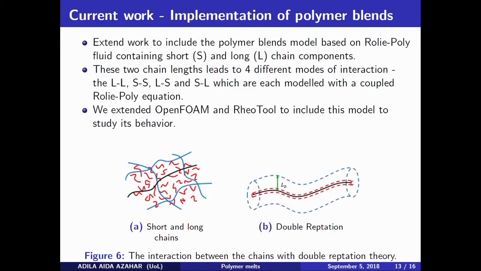At the moment, we are extending our work to include the polymer blends model, which is based on the Rolie-Poly model, containing both short and long chains, as can be visualized in figure 6a, where the short is represented by the red color and the long by the blue one. This leads to the theory of what we call double reptation. These two chain lengths lead to four different modes of interaction: long-long, long-short, short-short, and short-long, each modeled with a coupled Rolie-Poly equation.